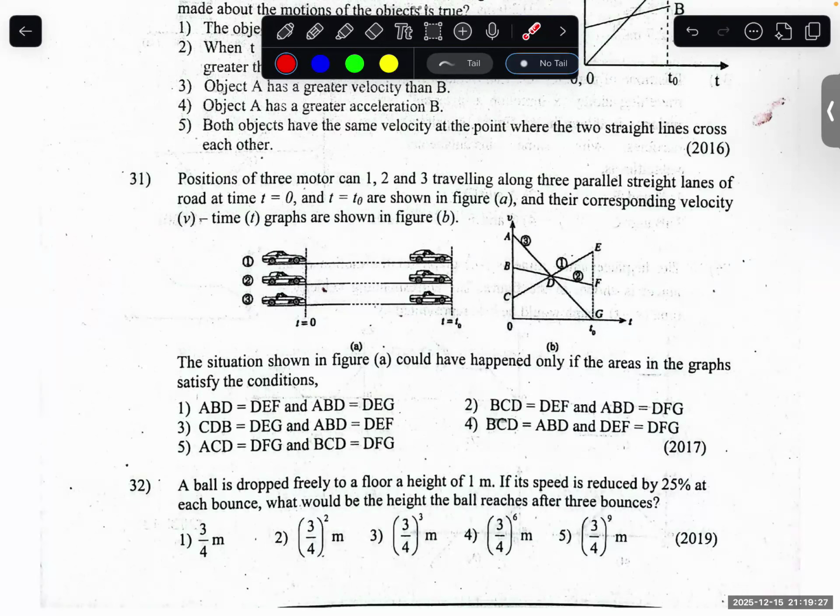This one, second answer. Positions of 3 motor cars, 1, 2, and 3, traveling along 3 parallel straight roads, at time t equal to 0 and t equal to t naught are shown in figure A. And the corresponding velocity-time graphs are shown in figure B. The situation shown in figure A could have happened only if the areas in the graphs satisfy the conditions.